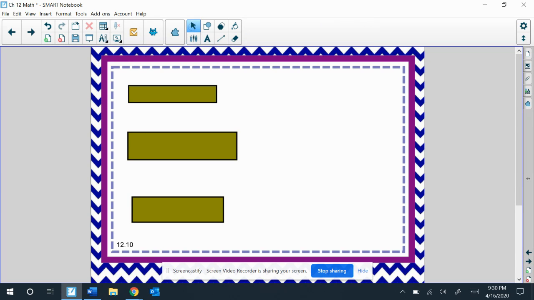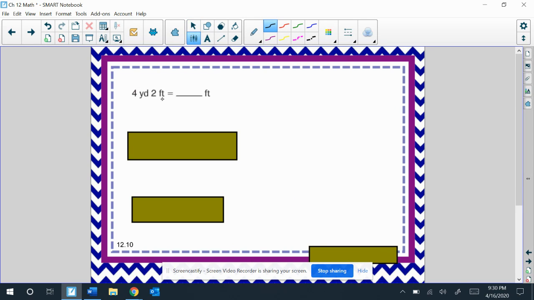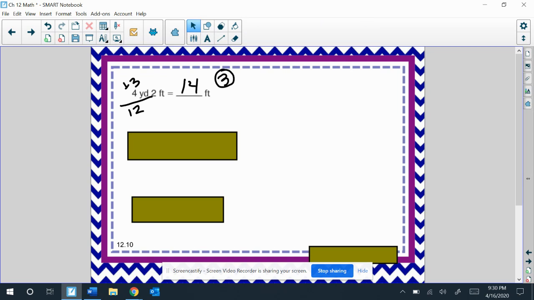Here's one. I want you to give it a try. All right, let's see how you did. Yard, feet. That tells me 3 is the number I'm going to put in the corner and circle. Well, this is already in feet, but this one is not. So I'm going to multiply 4 times 3. 4 times 3 is 12. And I have 2 more feet, so 12, 13, 14. My answer is 14 feet.